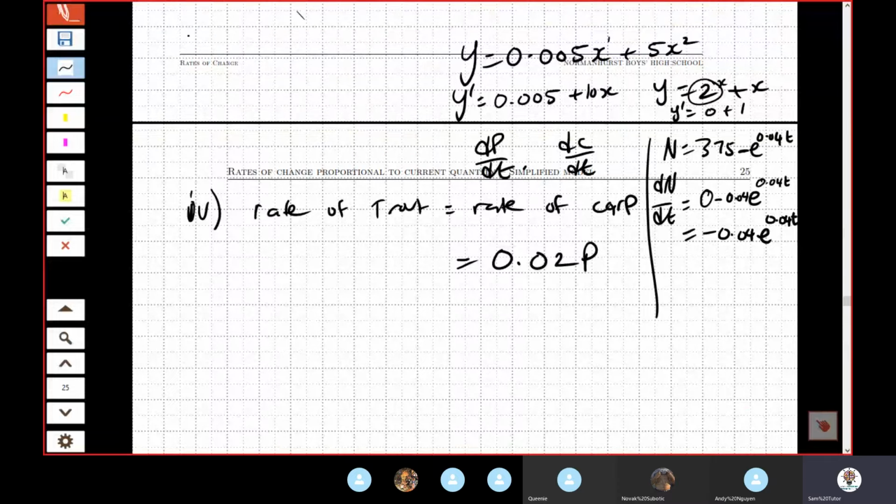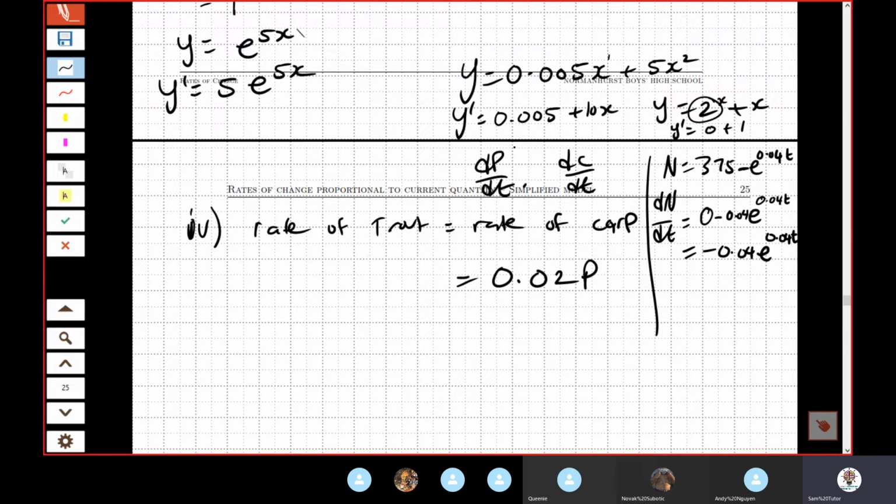Let's do another one again. If I had y equals e to the 5x, just remember that becomes the derivative of 5x, which is 5, and then the exponential does not change. That's a good thing. It's meant to be simpler than your normal ones, because exponentials are exponentials. All you've got to do is differentiate the power. All right, that makes sense now? So the rate of trout is that, and then we get negative 0.04 e to the 0.04t, which equals 0.02p.